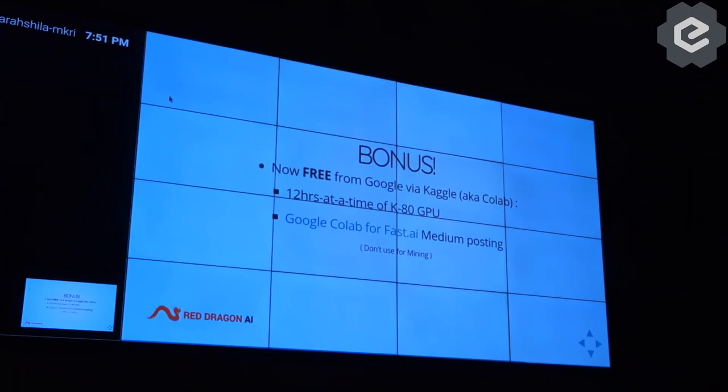Okay, here's a bonus piece of news. You can now get from Google via Kaggle, which is called Colab now or something, free 12 hours at a time with a GPU. So basically, you have an IPython notebook, and you can use a GPU for up to 12 hours, and it might throw you off occasionally, but my guess is they're just soaking up all their free GPU time doing this on kind of older GPUs. There's also a blog post there, but free GPU sounds great.